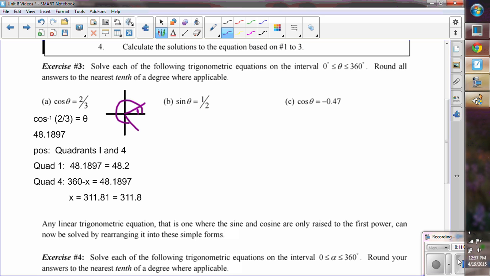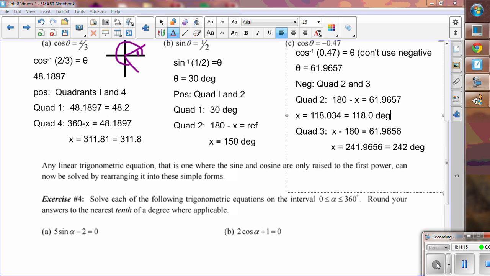Okay, I'm going to pause the video and answer the next 2 questions, and when you're ready, you can unpause. Okay, here's the answer. Let's go to B. First you do the inverse, you get the reference angle is 30 degrees. Sine is positive in quadrant 1 and 2. Quadrant 1 gave us 30 degrees, quadrant 2 gave us 180 minus x would give us the 30 degrees, so x had to be 150 degrees.